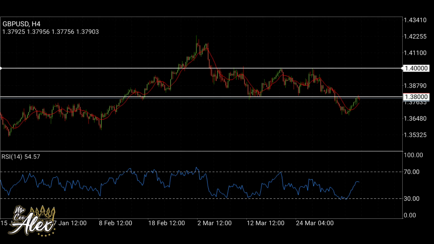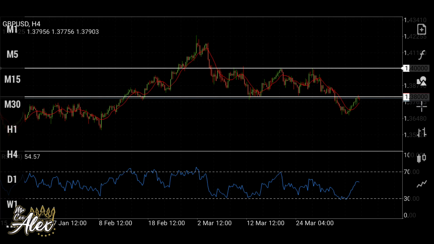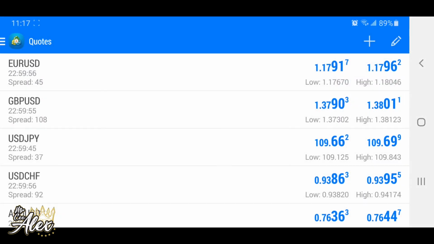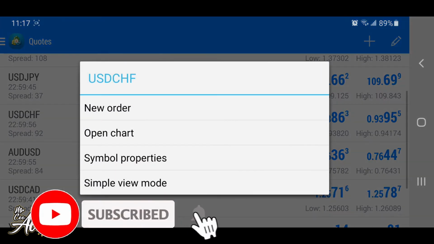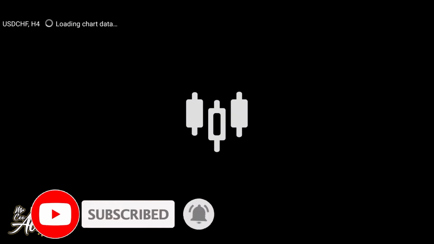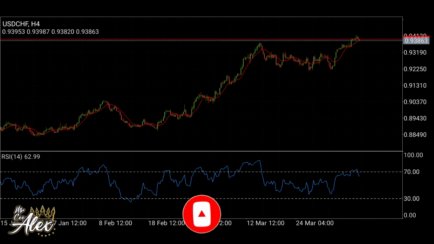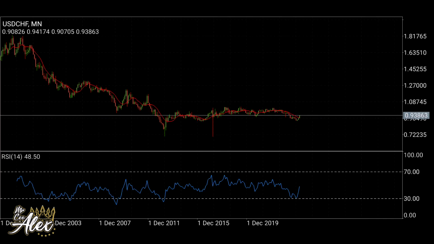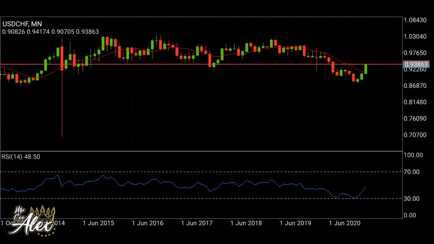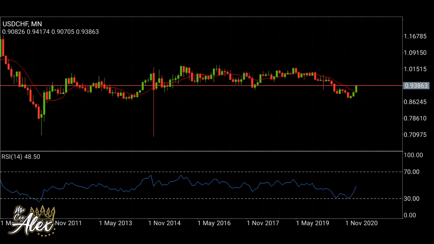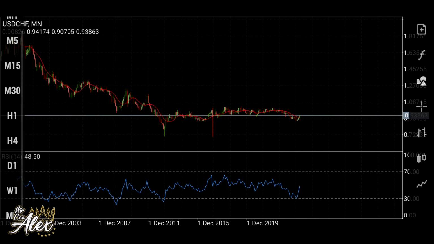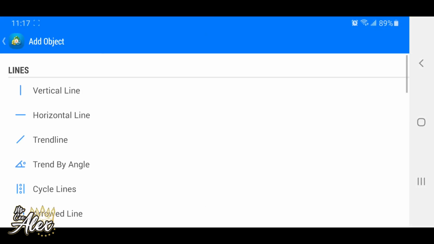Now let's just jump into another pair real quick. Let me go back. Quotes. So let's go to USDCHF. Now, I already made mention of this in my previous video. We saw that price on the monthly time frame, as you can see on the RSI, created a W pattern. So we're currently seeing that the market is at a resistance area.